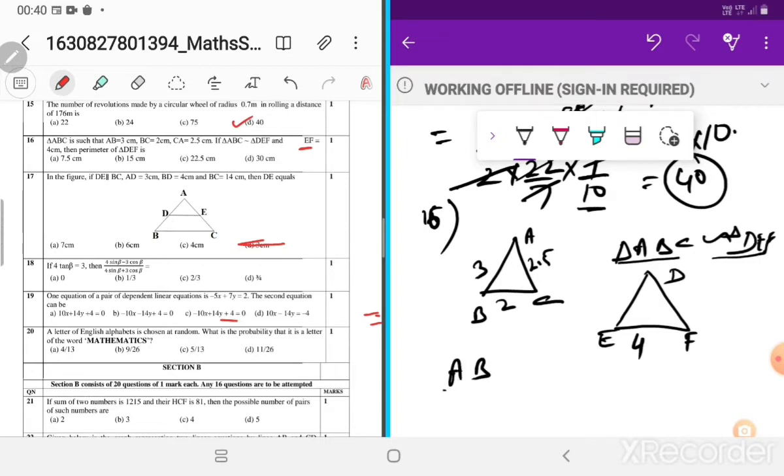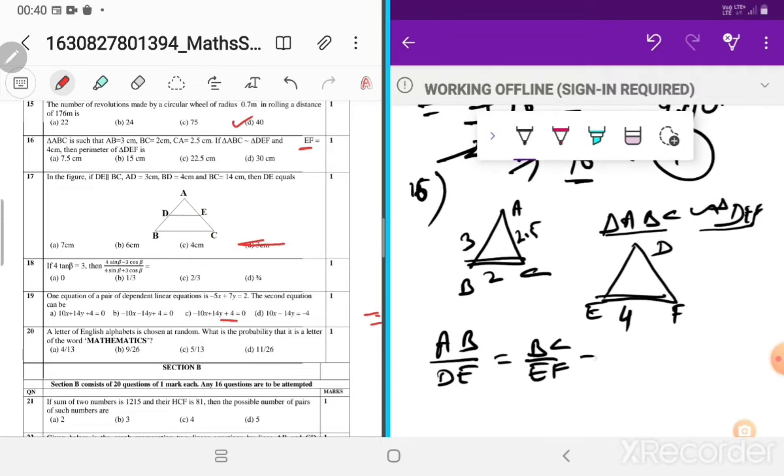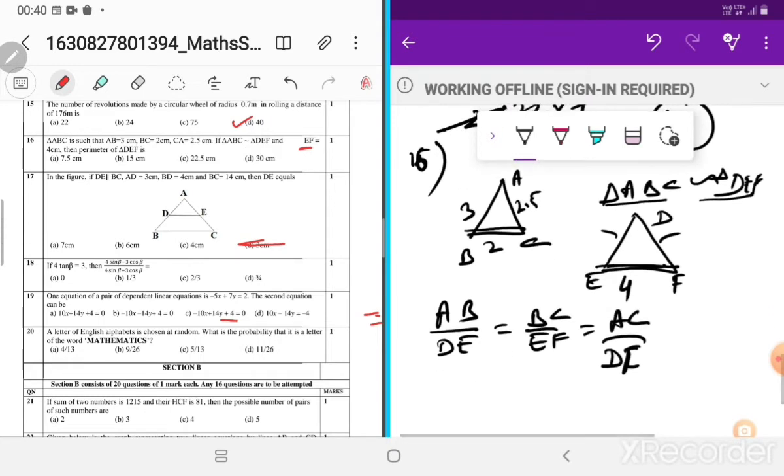You can take AB upon DE. I'll write the property first. AB upon DE is equal to BC upon EF, this side upon this side. And the third one is AC upon DF. So what you have to find? You have to find all these two. One side we know, the remaining two we have to find. So for that, we'll take first AB upon DE.